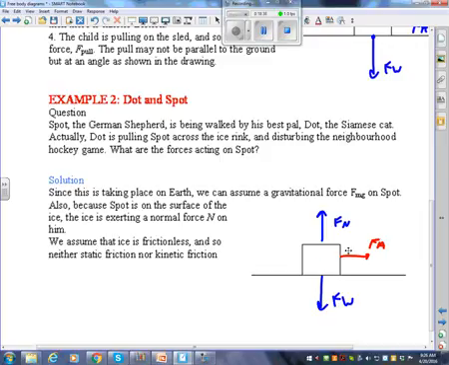And what would that object be doing? Would it be moving, Brady? Yeah, how come?